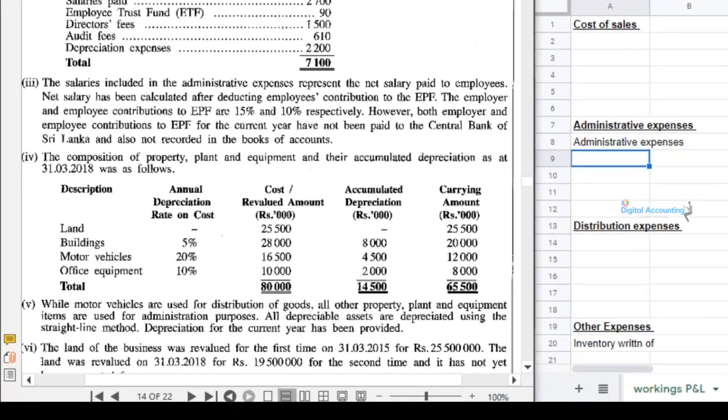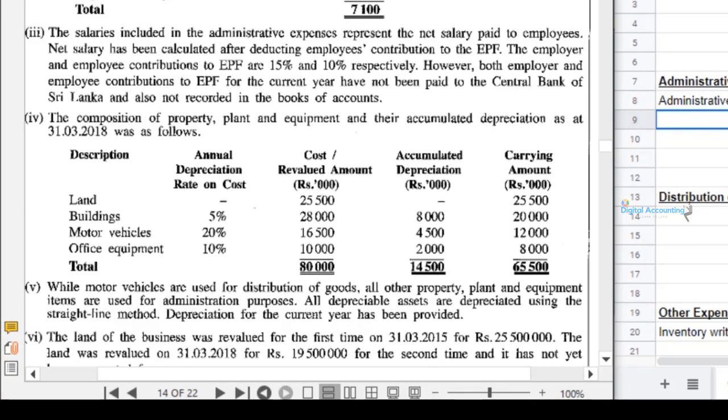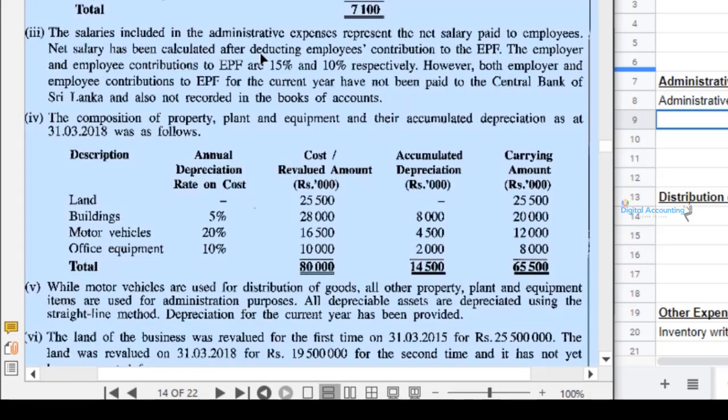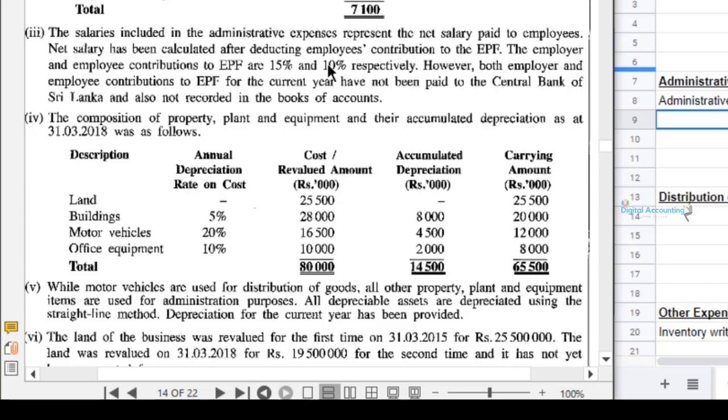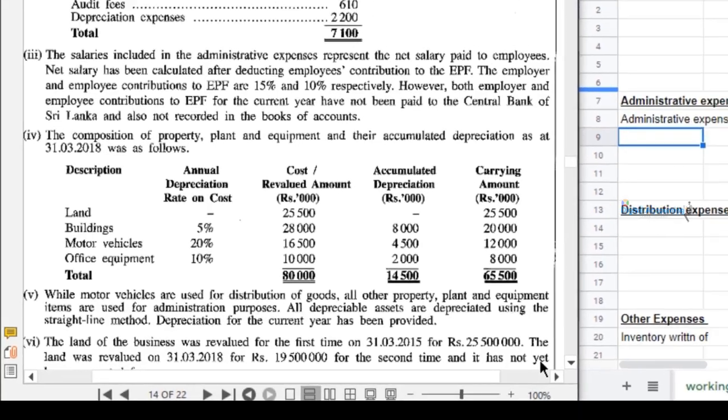Additional information 3. The salaries included in the administrative expenses represent the net salary paid to employees. Net salary has been calculated after deducting employees' contribution to the EPF. The employer and employee contributions to EPF are 15% and 10% respectively. However, both employer and employee contributions to EPF for the current year have not been paid to the Central Bank of Sri Lanka and also not recorded in the books of accounts.